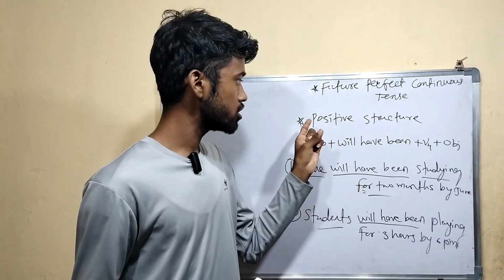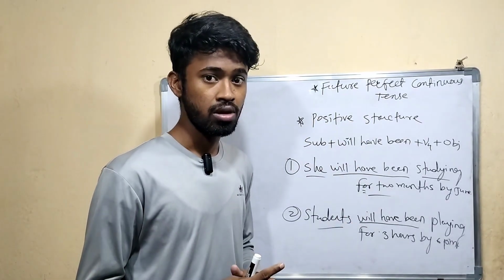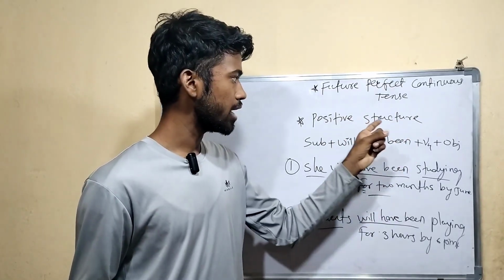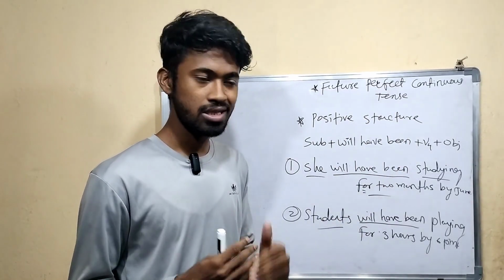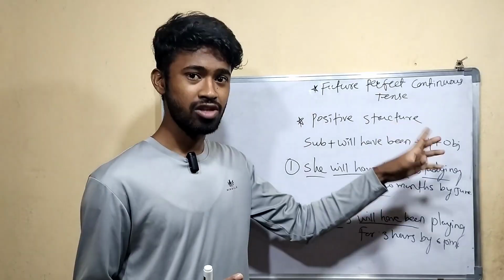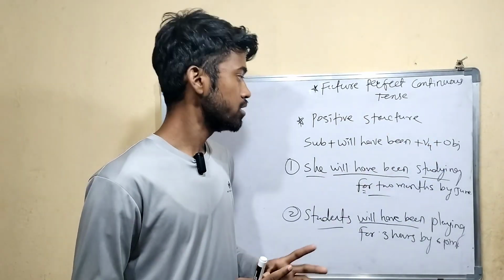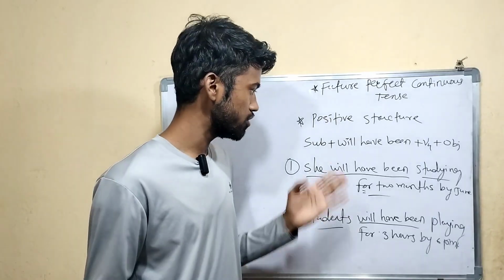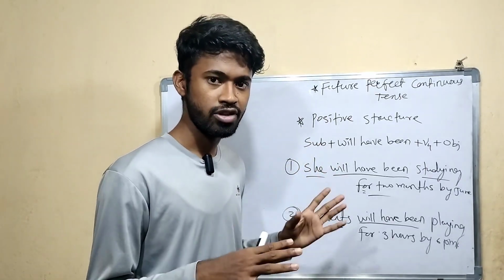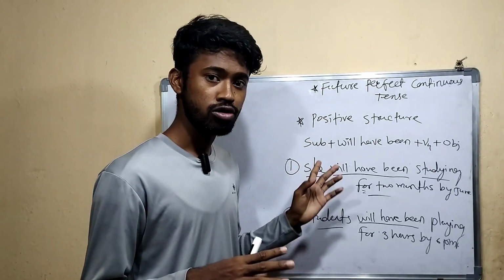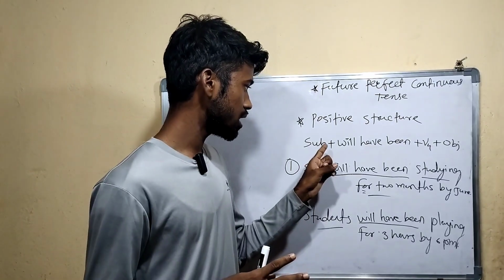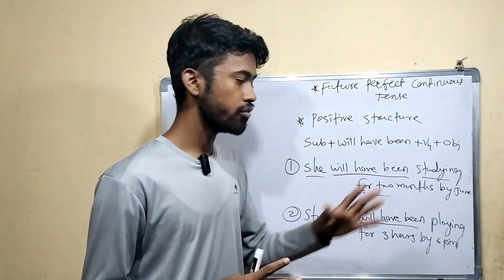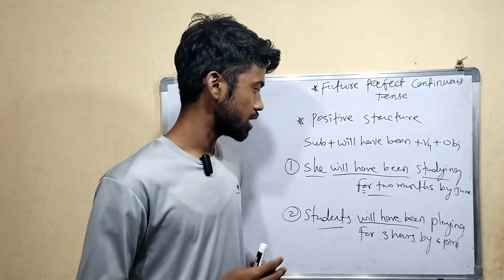Now here, first we are going to see the positive structure. This positive structure means positive sentence structure. In any positive sentence you will see the subject will be there at the first position. So same goes here. Subject is there, after that will have been, after that fourth form of verb, and in the last object is there.